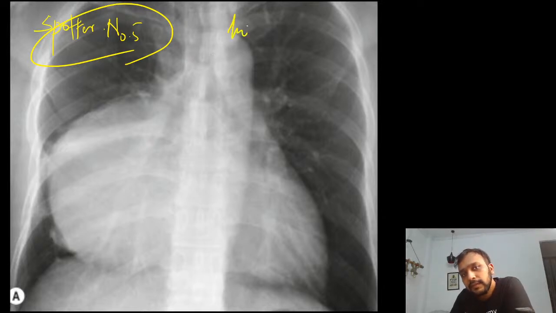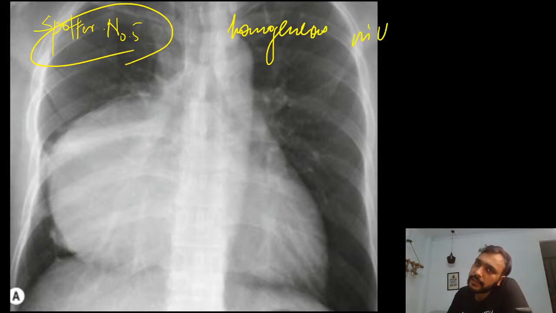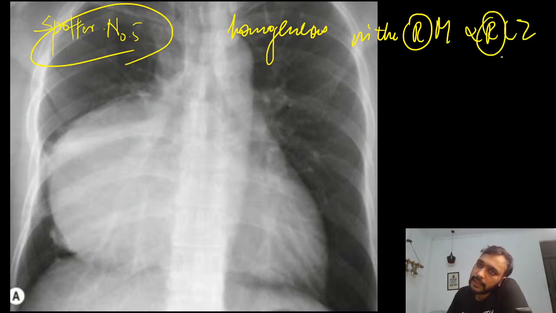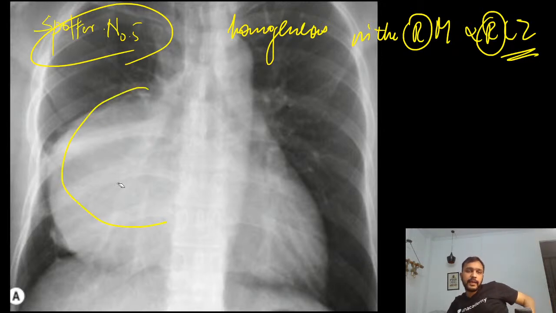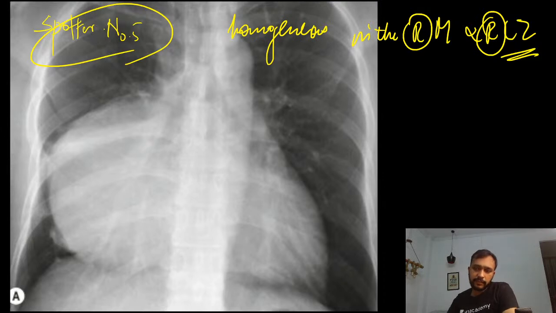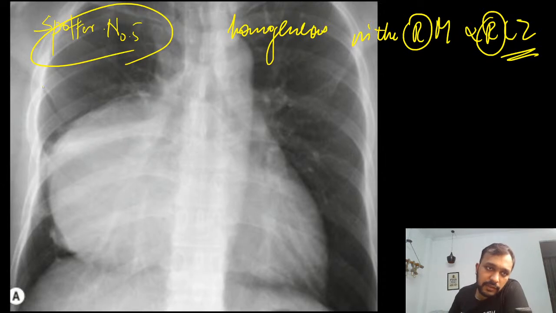So guys, in this image we can see a homogeneous opacity in the right middle zone and right lower zone. Okay. So there can be two possibilities for this homogeneous opacity. So guys, if this would have been a consolidation, I will tell you that the lateral borders of the mass will not be so well defined.